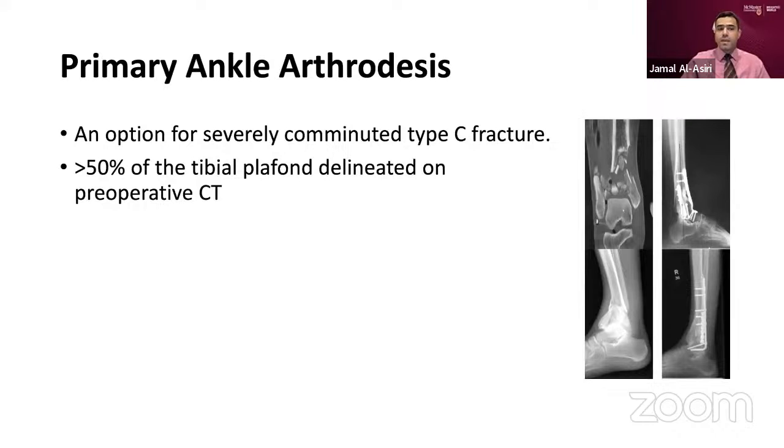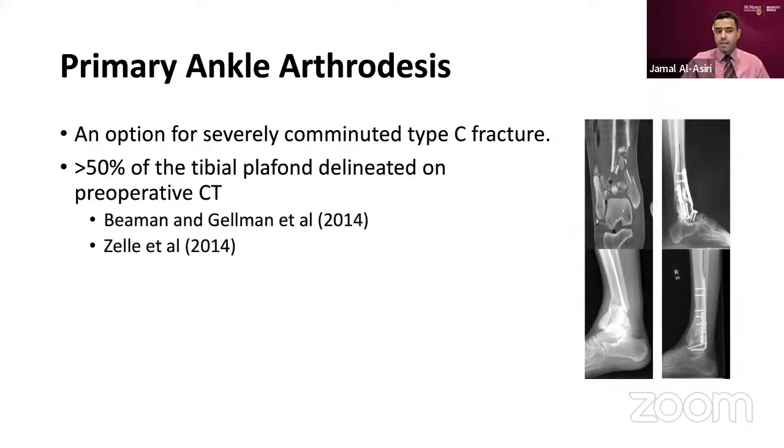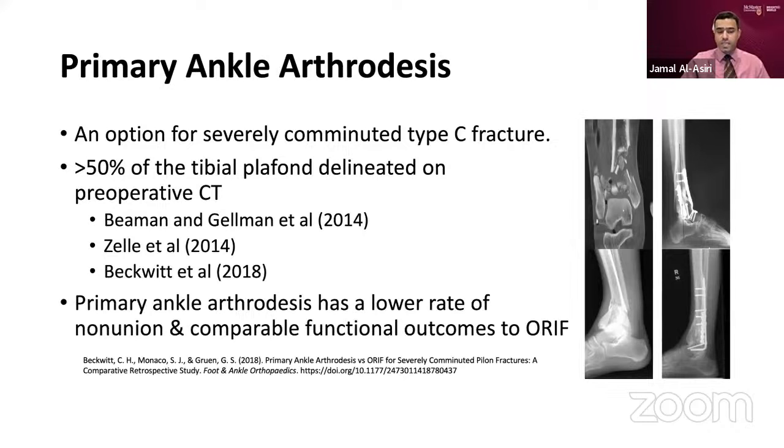What about primary ankle arthrodesis for a significant complex plafond fracture? It's an option for severe, commonly type C fractures, where there is more than 50% tibial plafond delamination on preoperative CT scan. That was proven in multiple studies, including Gallman and Zeal in 2014, and also in 2018, when they found the primary ankle arthrodesis has a lower rate of non-union and comparable functional outcome to an open reduction and anterior fixation.